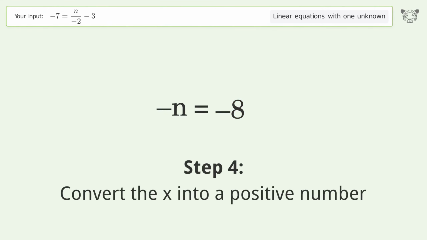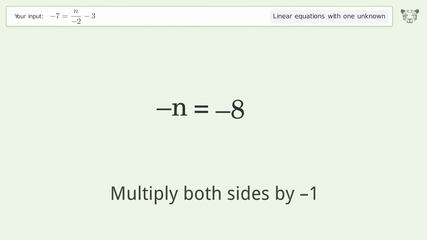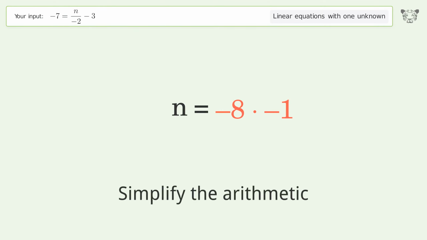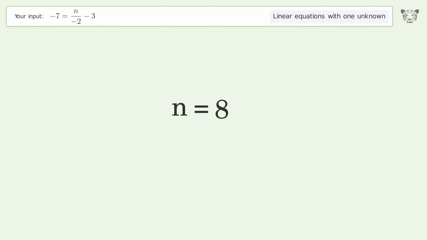Convert the x into a positive number. Multiply both sides by -1. Remove the ones. Simplify the arithmetic. And so the final result is n equals 8.